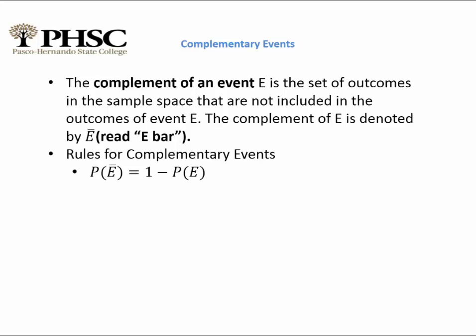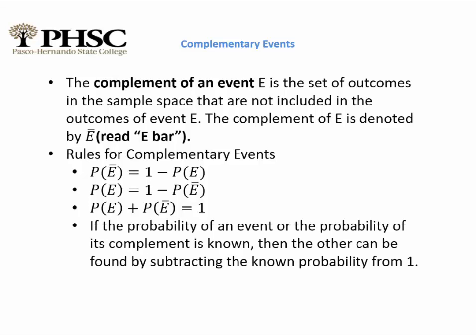So, some rules for complementary events. The probability of a complementary event, if there's only 2 events, is 1 minus the probability of the actual event. And the probability of the event is equal to 1 minus the probability of the complement of that event. Also, the probability of the event plus the probability of the complement should equal 1. So if the probability of an event or the probability of its complement is known, then the other can be found by subtracting the known probability from 1. And this, of course, is simply if there's just two possible outcomes.